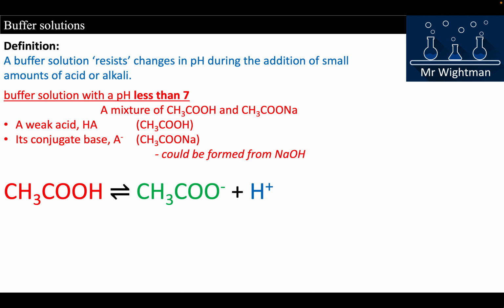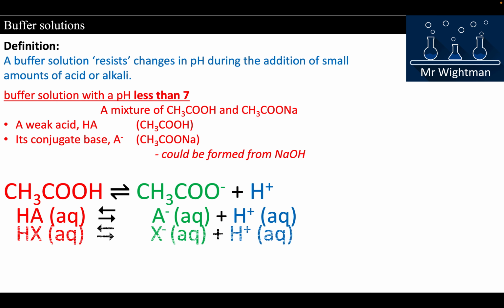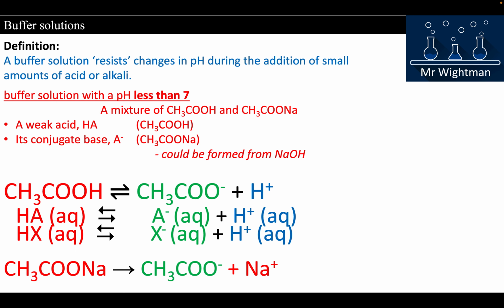So if we look at ethanoic acid, it is a weak acid. It would ionize partially to produce ethanoate and H+. And then if we were to add its conjugate base, such as sodium ethanoate, that would dissociate completely into ethanoate ions and sodium+. The ethanoic acid is sometimes represented as HA, HX, or HY.